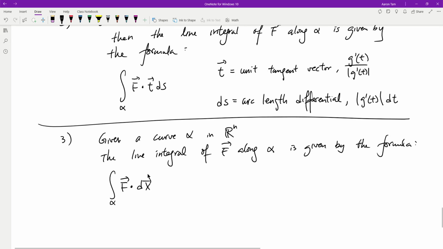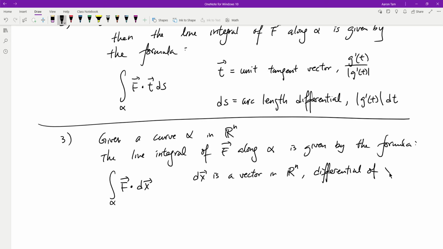This is it. That is probably the most straightforward way to represent the line integral, because it has the least amount of writing. And as you know, mathematicians hate to write. Let's try to explain what we have here. In here, what is dx? d vector x is a vector in Rn, and is kind of like the derivative or the differential of vector x.